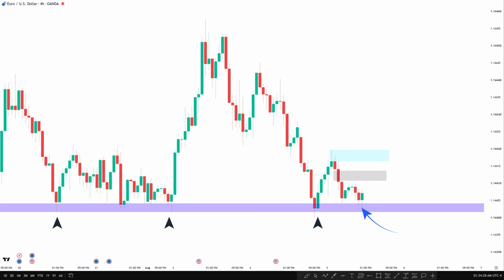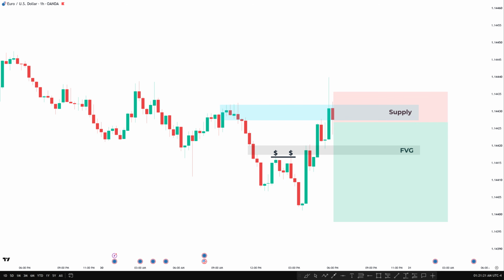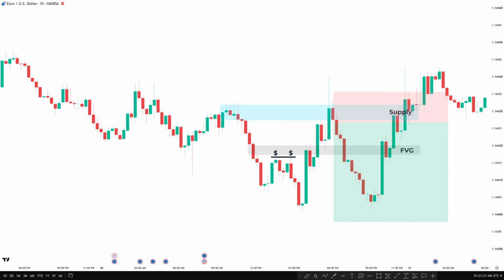Let's see what happens next. Price retraced back into the supply zone and triggers the sell entry. At first, the trade looks fine. Then buyers begin defending the higher time frame support. Price rallies through the supply zone, breaks above the stop loss, and continues higher.